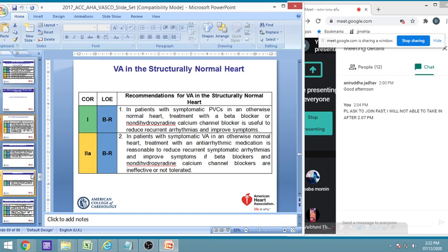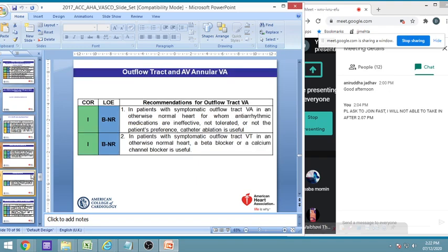We know what it is. We are trying two types of important medications: beta blockers and non-dihydropyridine calcium channel blockers. If they are not effective, then go for other treatment. The first treatment is this. Let us see what treatment we can have for the outflow tract.